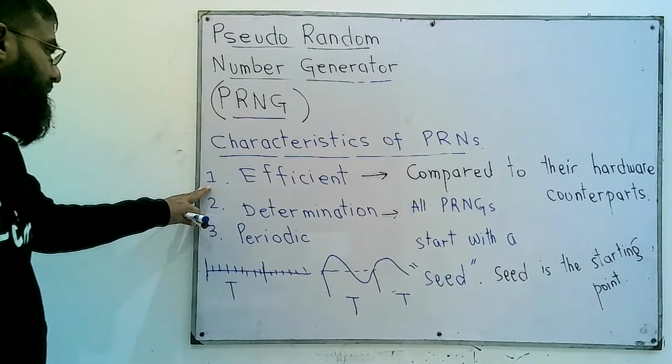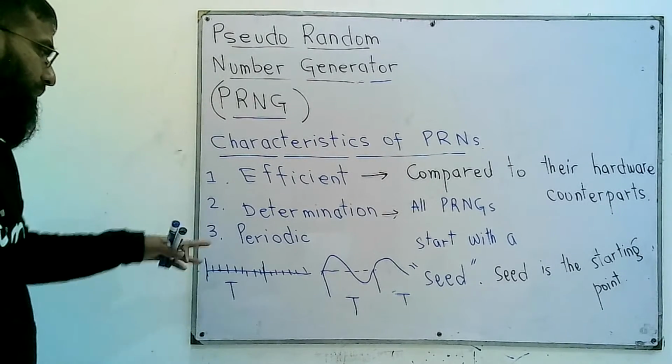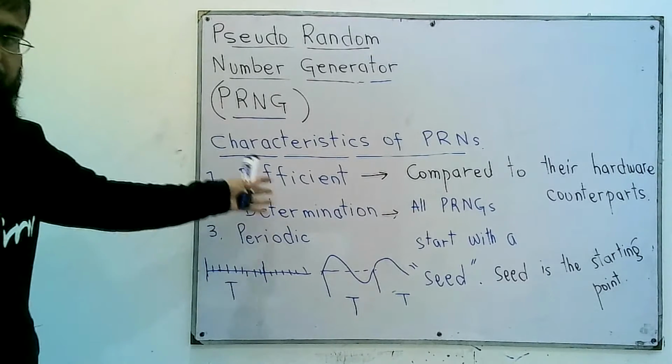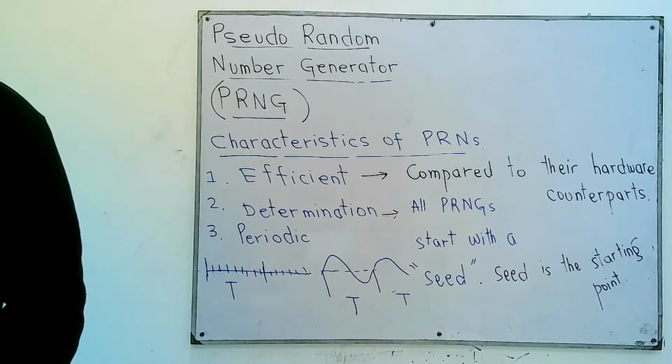But they're efficient. It's an advantage. You can determine it, that's a disadvantage. They are periodic. We can tolerate that, but the period should be very large so that we don't have repeated numbers all the time. ठीक हो गया जी.